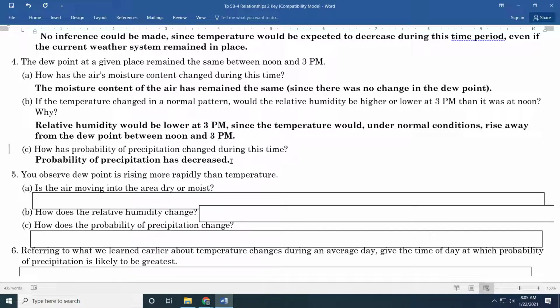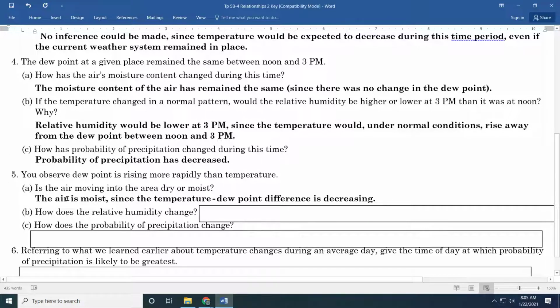Number 5. Okay, you observe that the dew point is rising more rapidly than the temperature. Is the air moving into the area dry or moist? Well, dew point tells you what? Just got done saying this. Dew point tells you how much water actually is in the air. So if the dew point is rising, the amount of water in the air is also increasing. So the air moving in is going to be wet, moist, because the temperature dew point difference is decreasing, the dew point is rising.